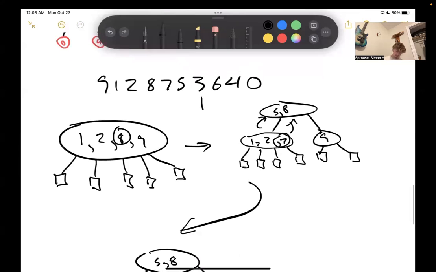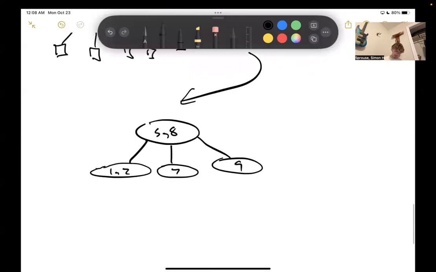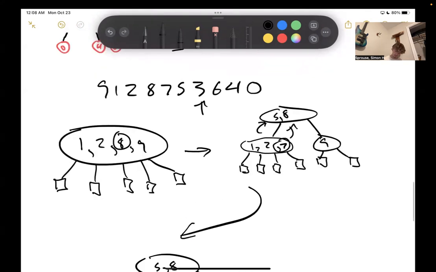Okay, so let's insert 3, see what happens. Looks like 3 is going to go here, so still no issues. As you can see, this node is now full. We can't take any more elements in this node, because then we're going to have more than 4 potential children, and that would be an issue. So as it stands, this is a valid 2-4 tree.